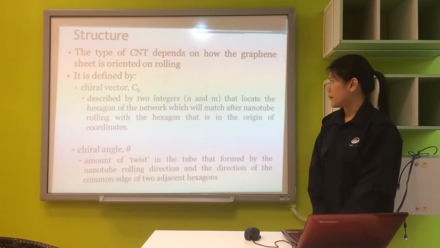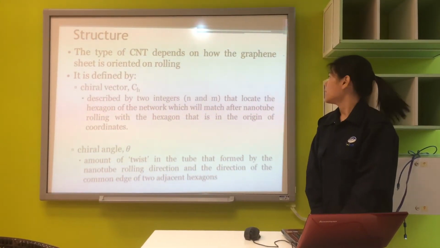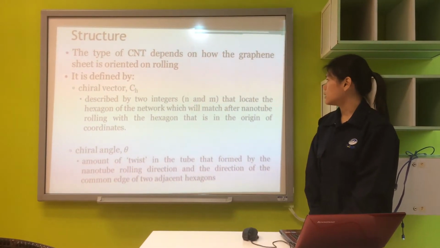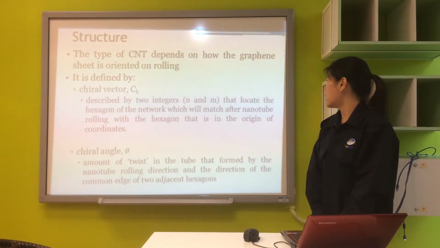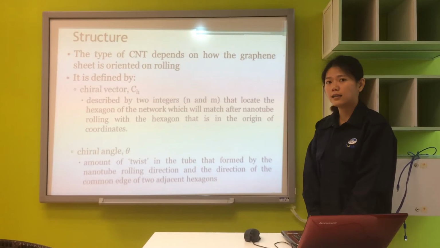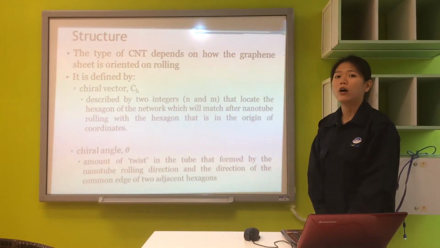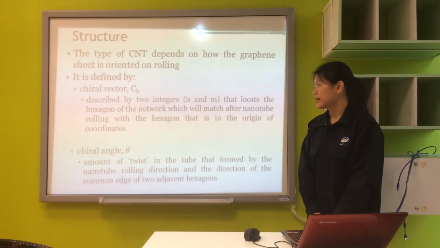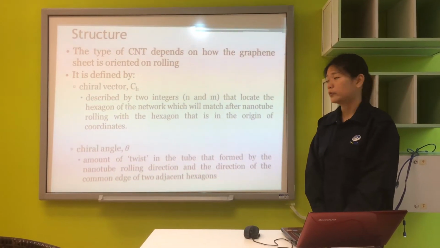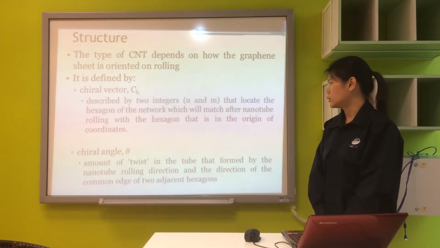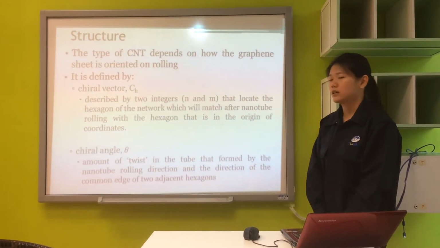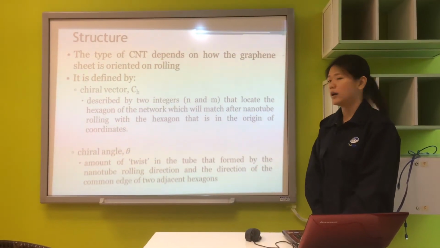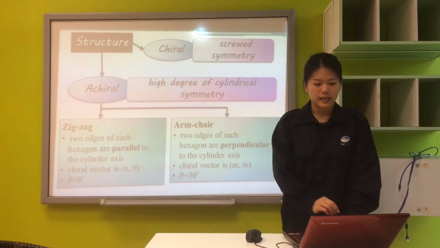The chiral vector is described by two integers n and m that locate the hexagon of the network which will match, after nanotube rolling, with the hexagon that is at the origin of coordinates. Next, the chiral angle describes the amount of twist in the tube, formed by the nanotube rolling direction and the direction of the common edge of two adjacent hexagons.